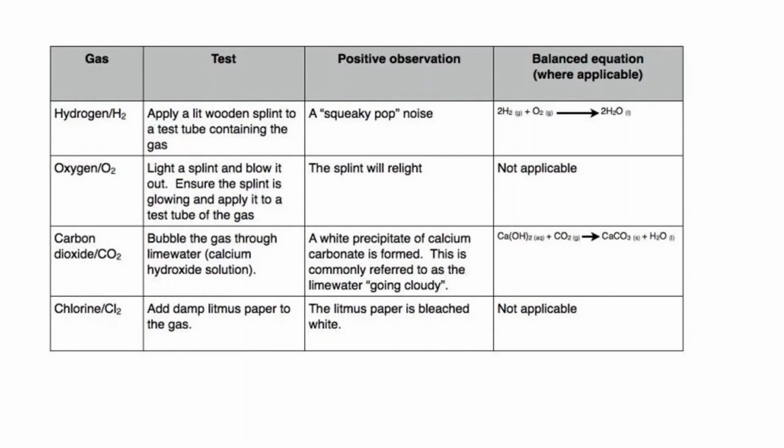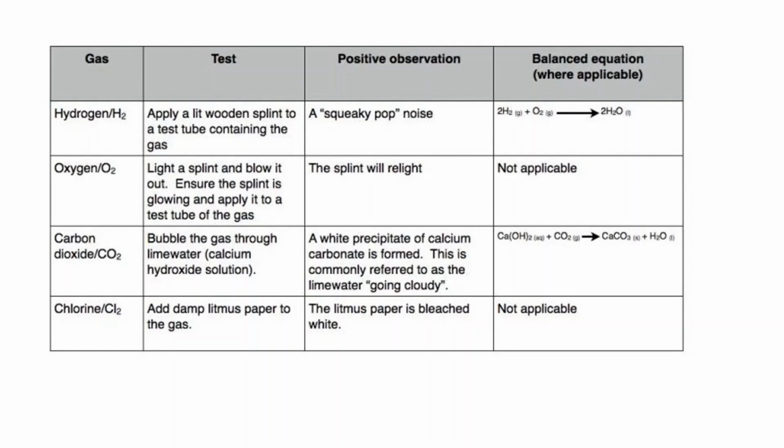Carbon dioxide, this is for lime water, so you would bubble the gas through lime water. The lime water contains calcium hydroxide, and what is produced? A white precipitate of calcium carbonate. This is commonly referred to as the lime water going cloudy.